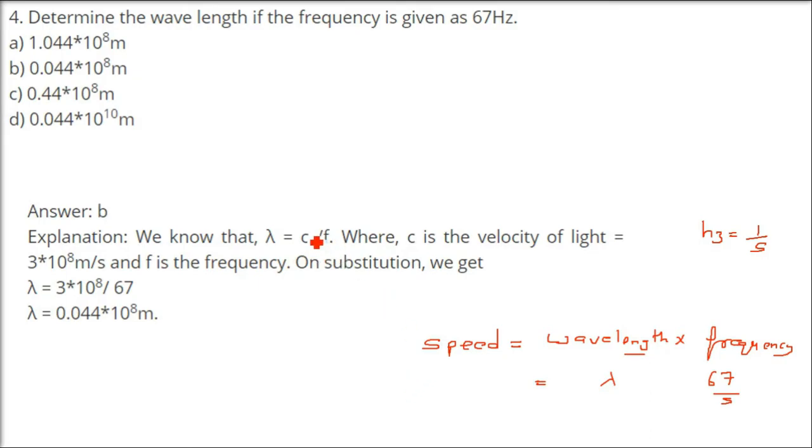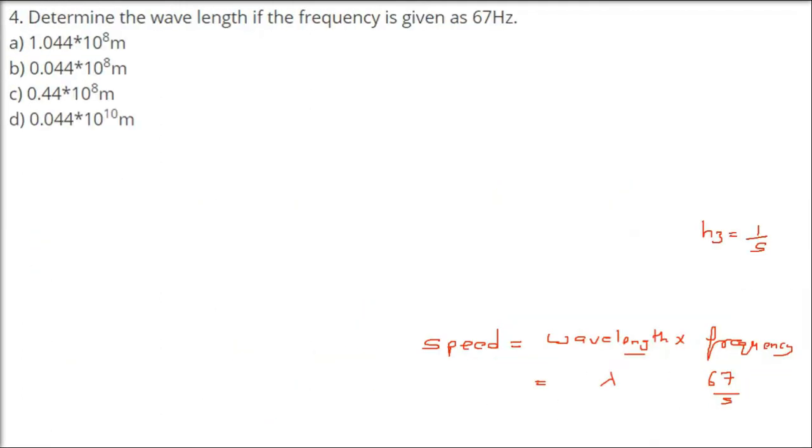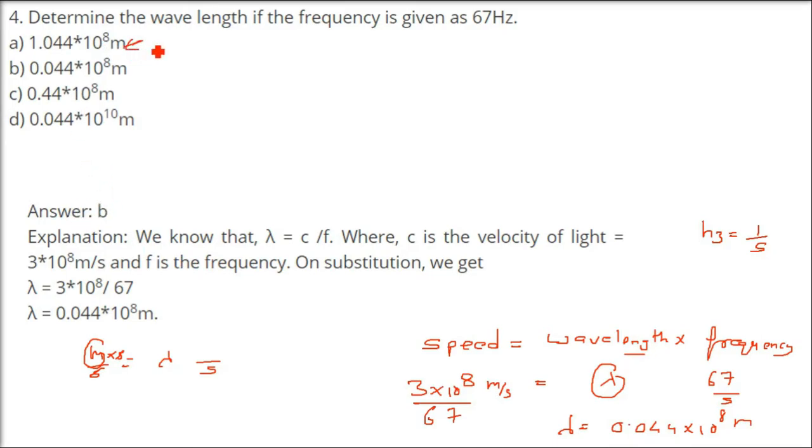Speed of light we know already, that is 3 into 10 to the power 8. Now apply it here. This lambda is going to be 3 into 10 to the power 8 divided by 67, and that is going to be meter per second. I'm just showing you that the units also match, so the formula is correct, and the computation will be like this. 67 will be the divisor. 0.044 into 10 to the power 8 meter will be your wavelength. The answer is B.